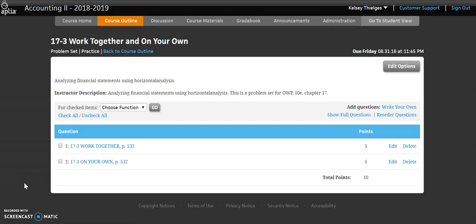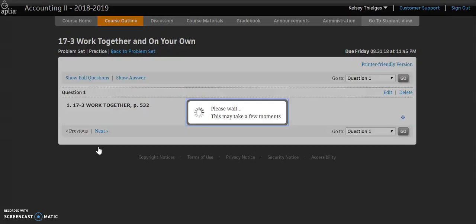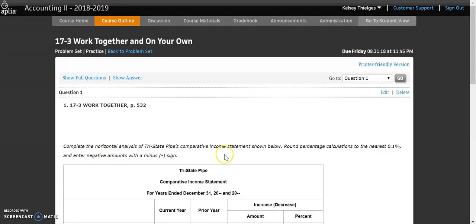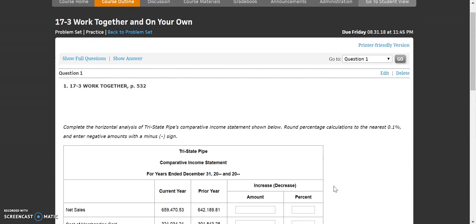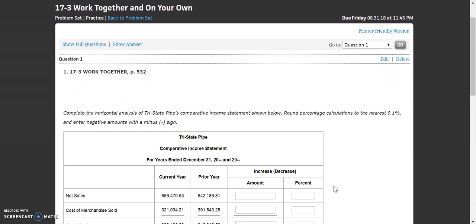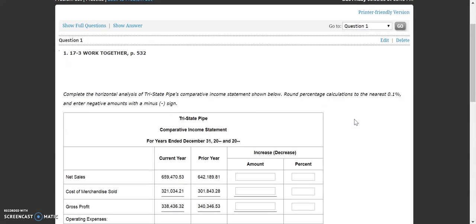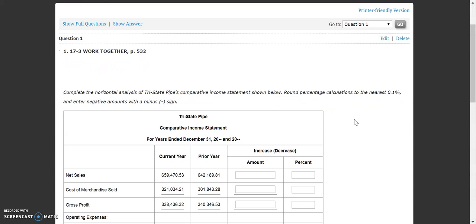All right, let's go ahead and click on our 17.3 Work Together link, which is going to bring up an income statement for Tri-State Pipes, where we will be doing a horizontal analysis. We want to make sure that we round our percentage calculations to the nearest tenth of a percent. And it says to enter any negative amounts with a minus sign. I think they really want it to be in parentheses, but we'll have to see.